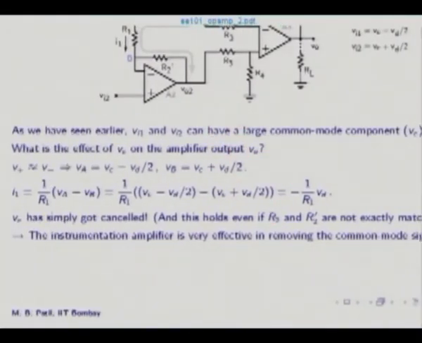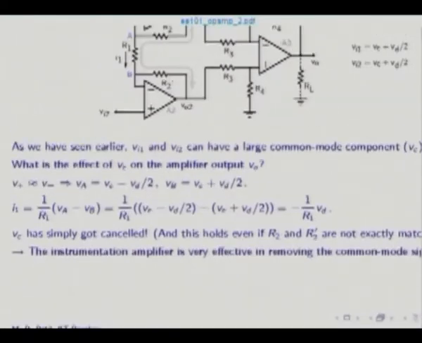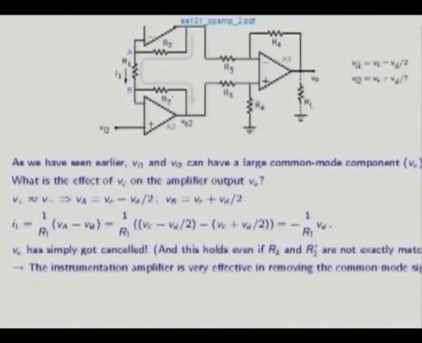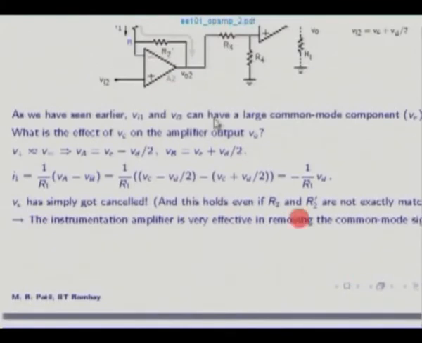Okay, so the instrumentation amplifier improves on the difference amplifier in two aspects. First, it provides a large input resistance at both these terminals, and it provides an excellent CMRR. In fact, in this ideal case, the CMRR is infinite, because there is no Vc at all in this output voltage.